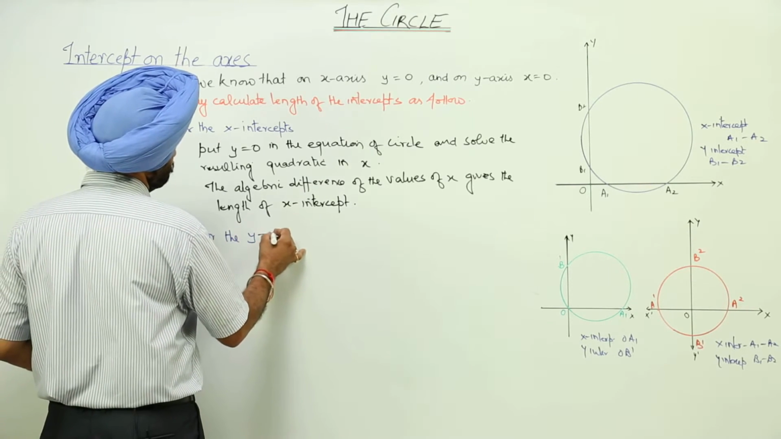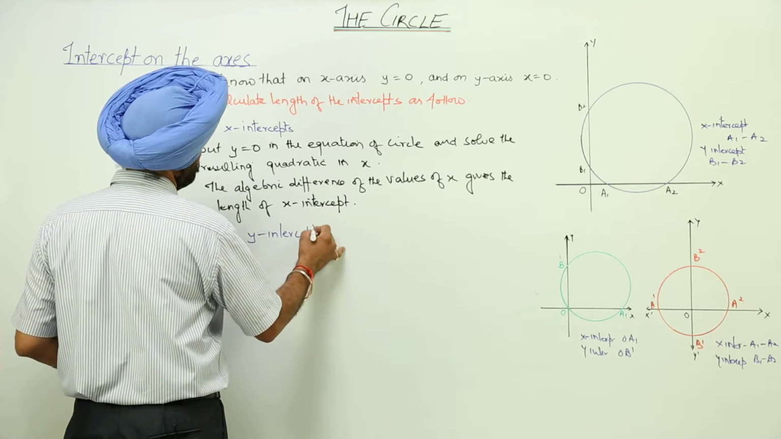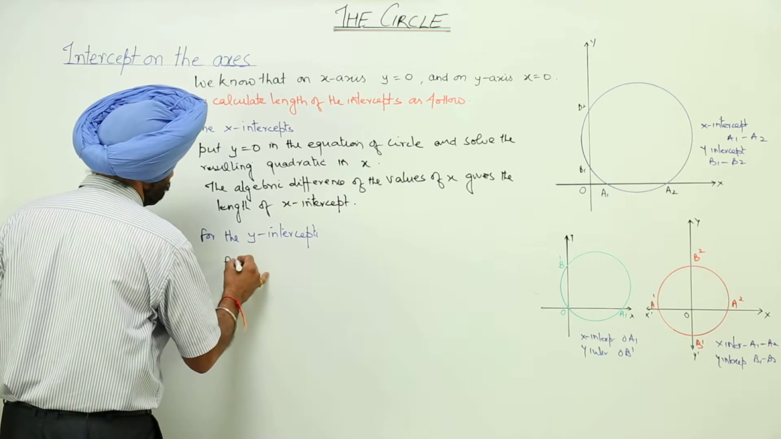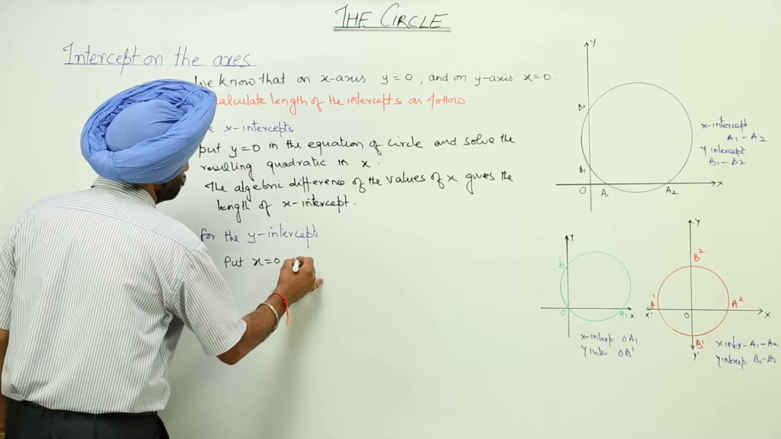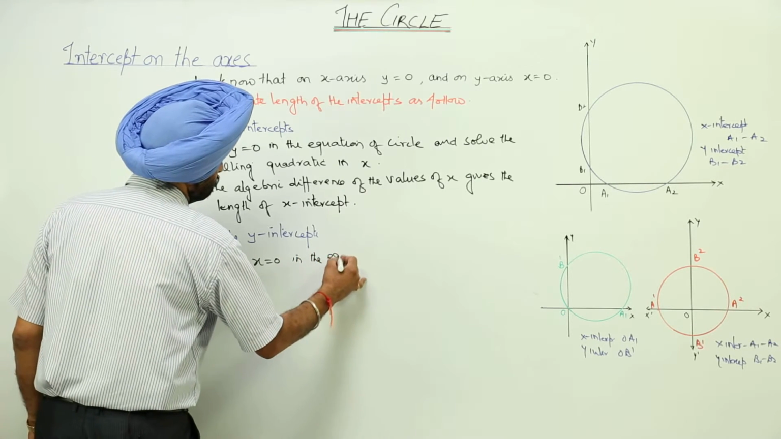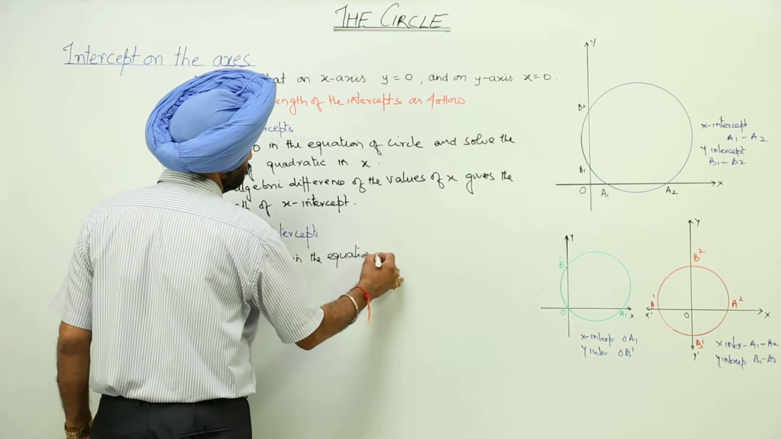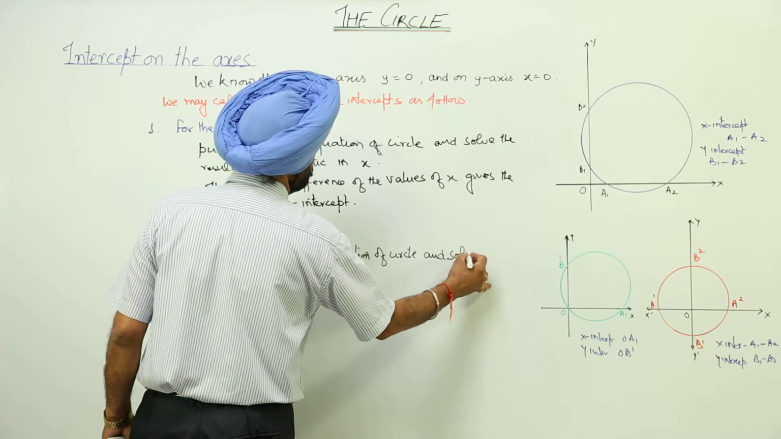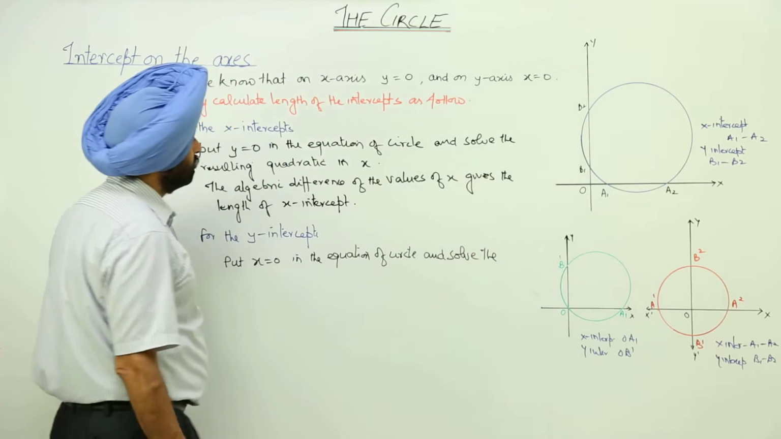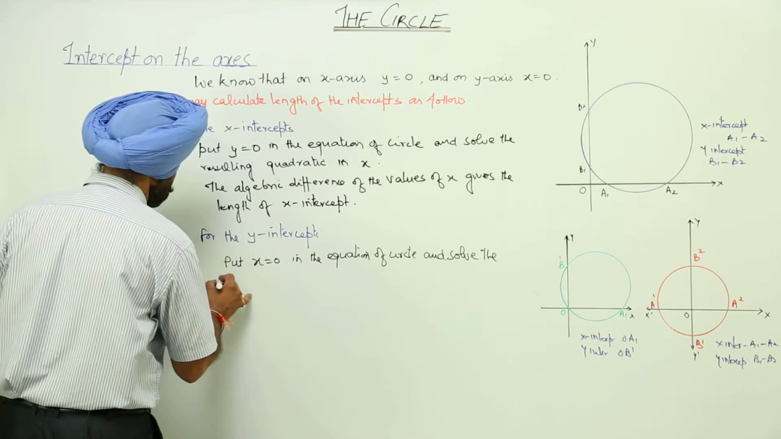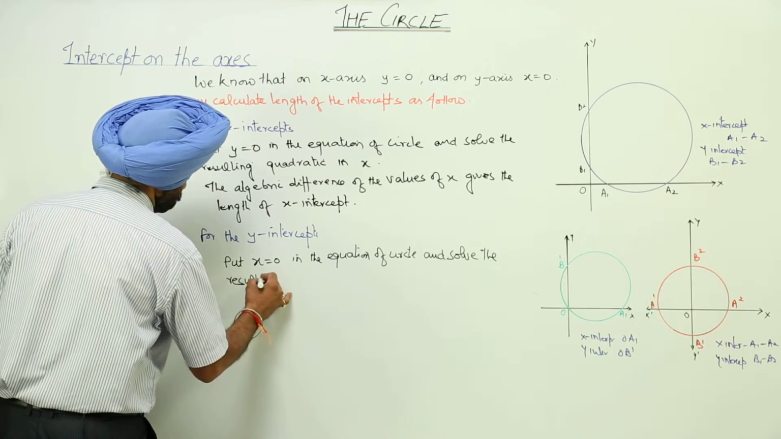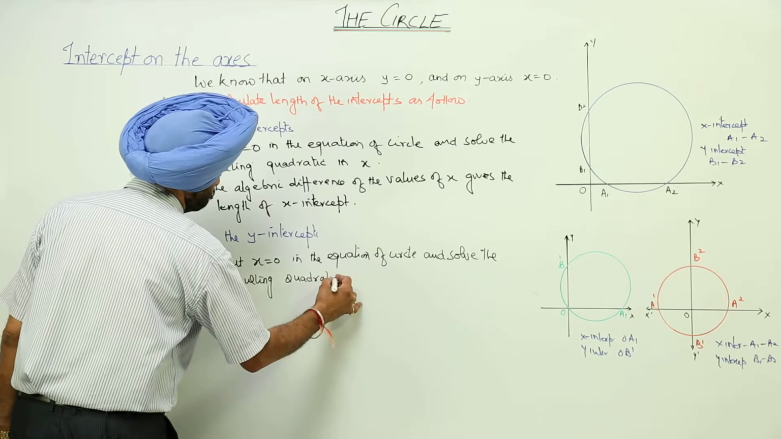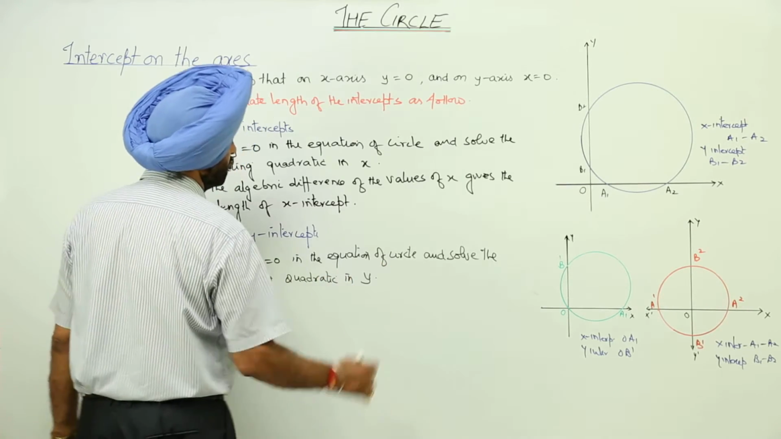Now, number 2, for the y intercept, put x is equal to 0 in the equation of circle and solve the resulting quadratic in y. Now here it will be y.